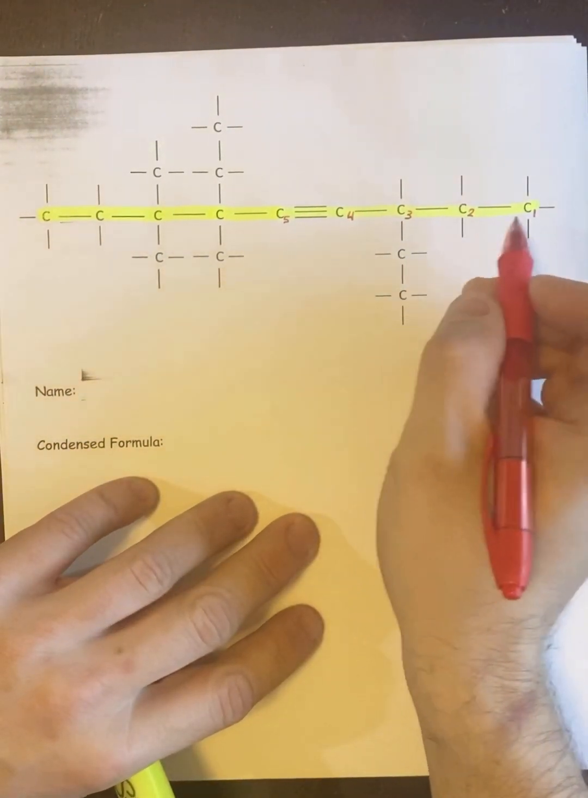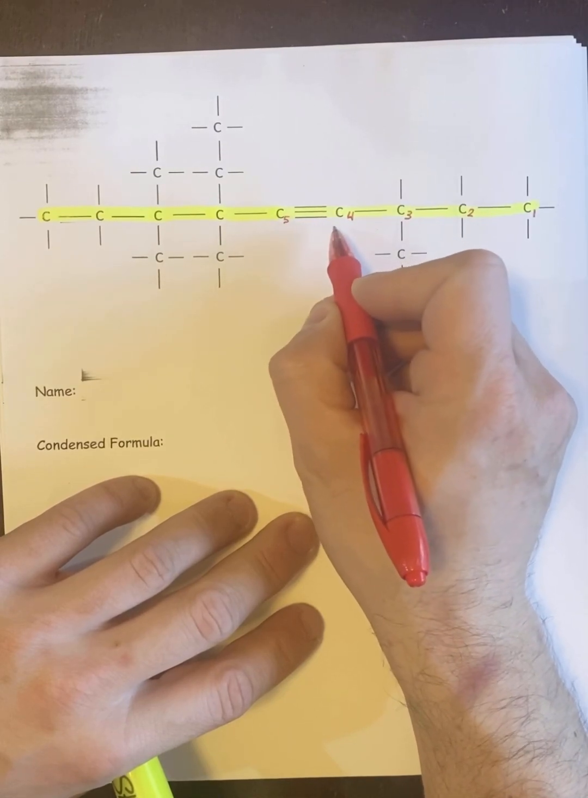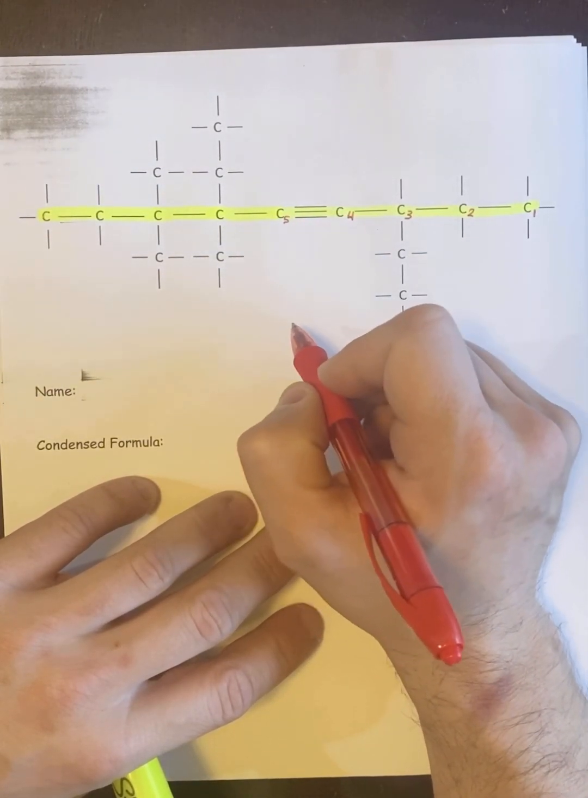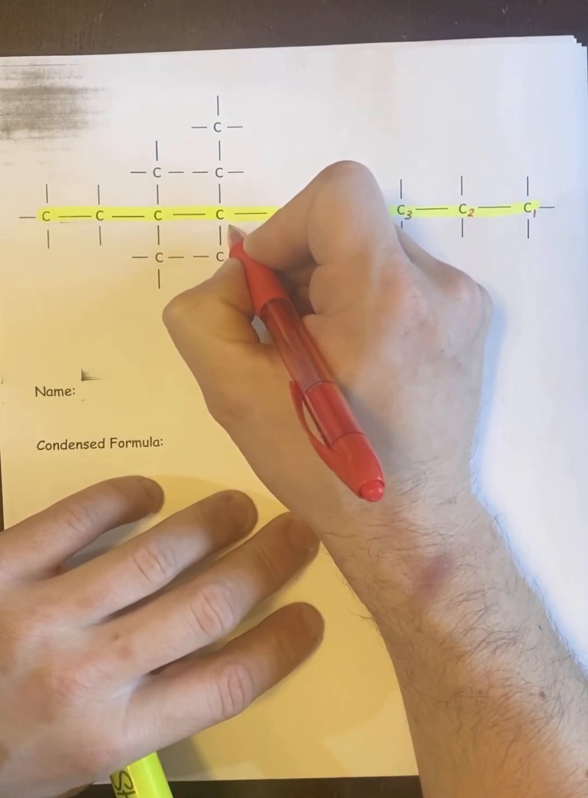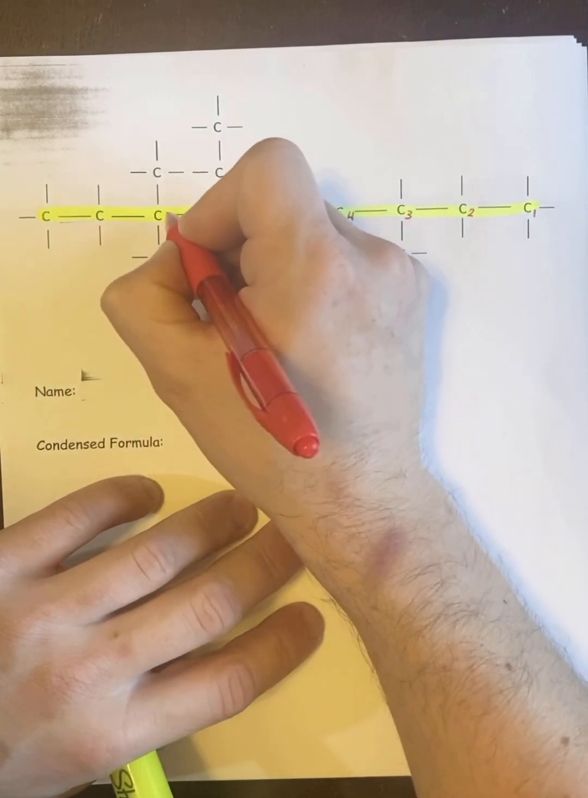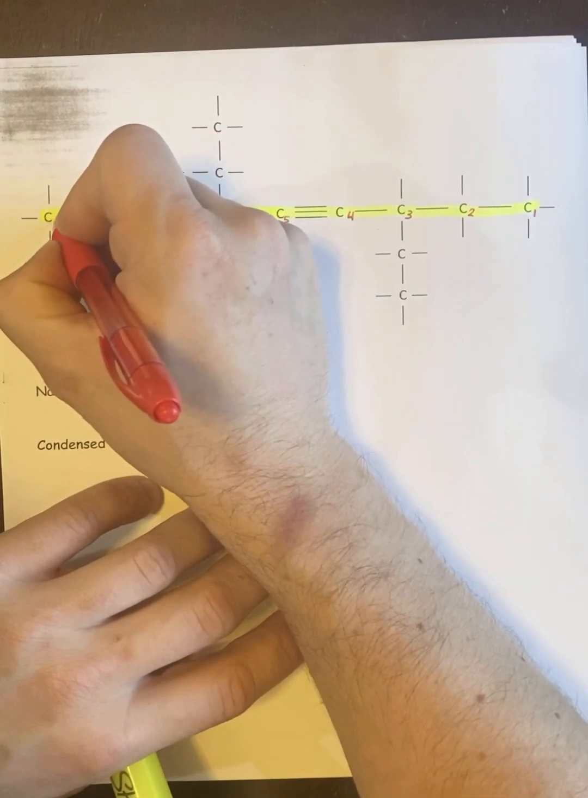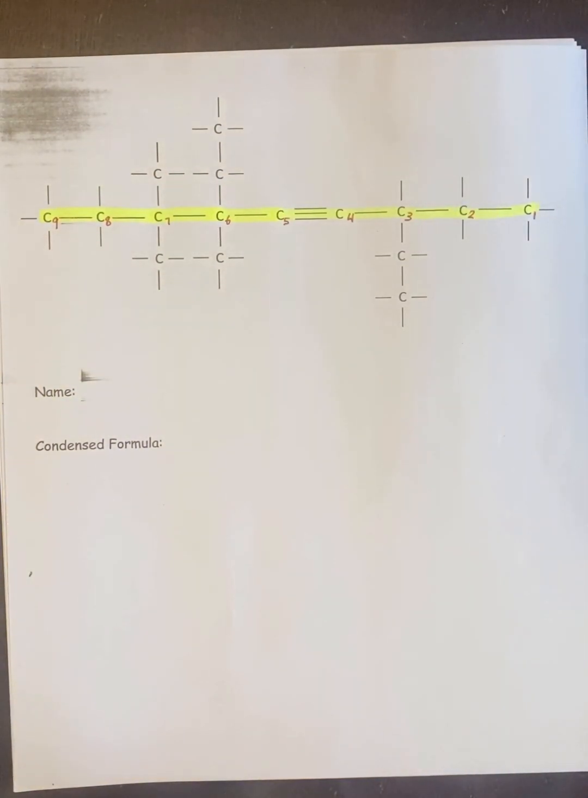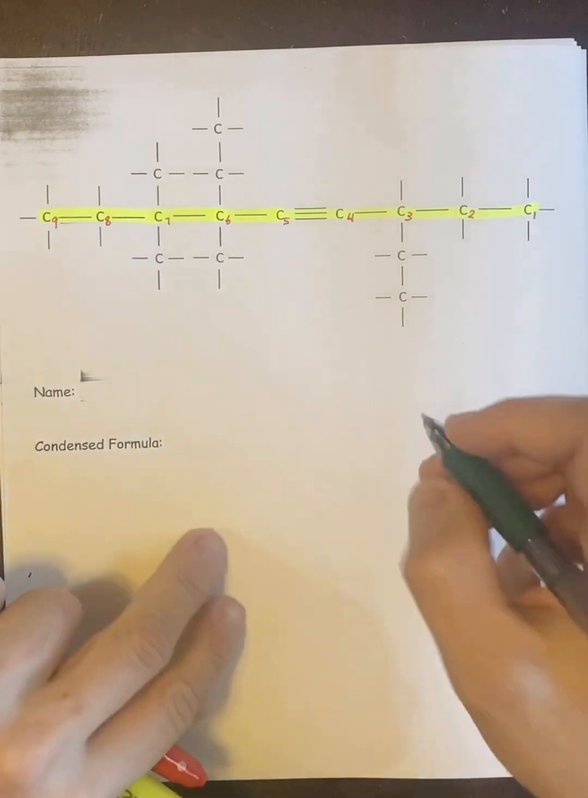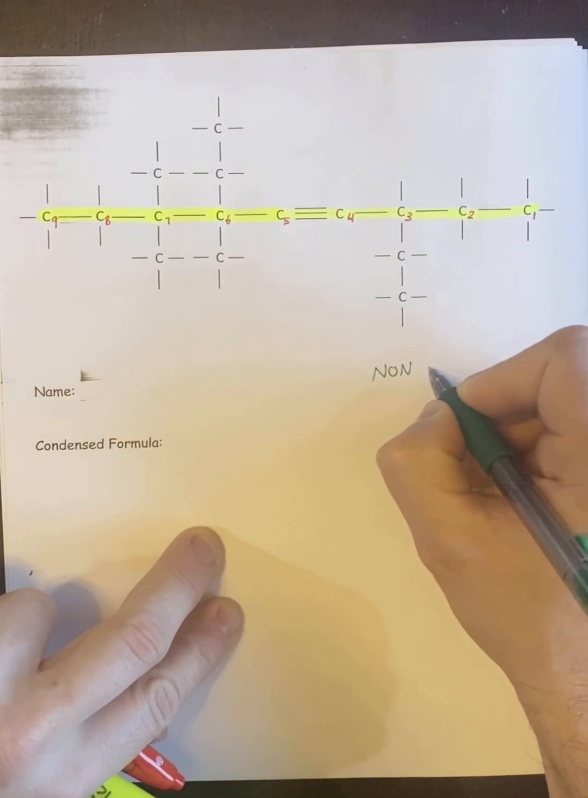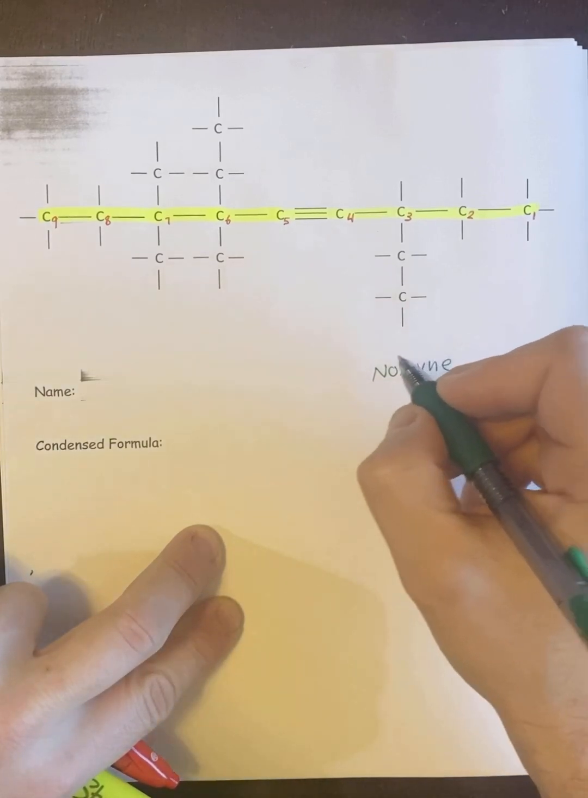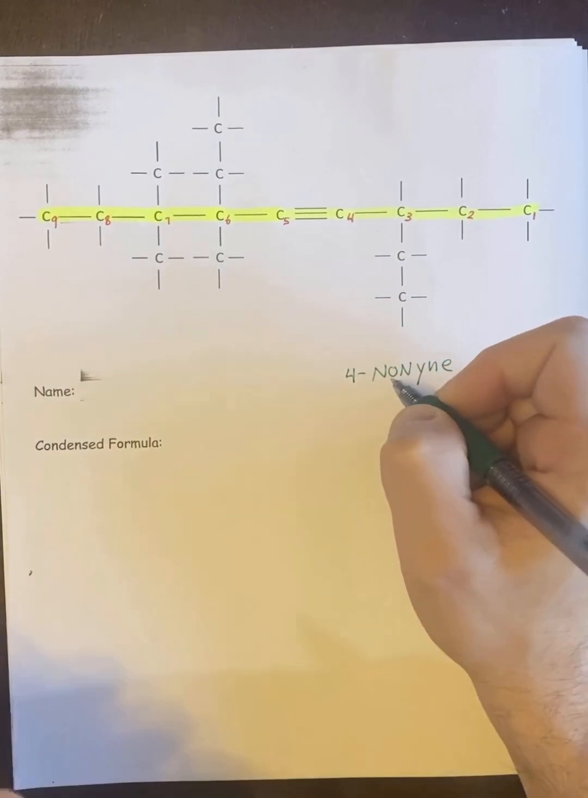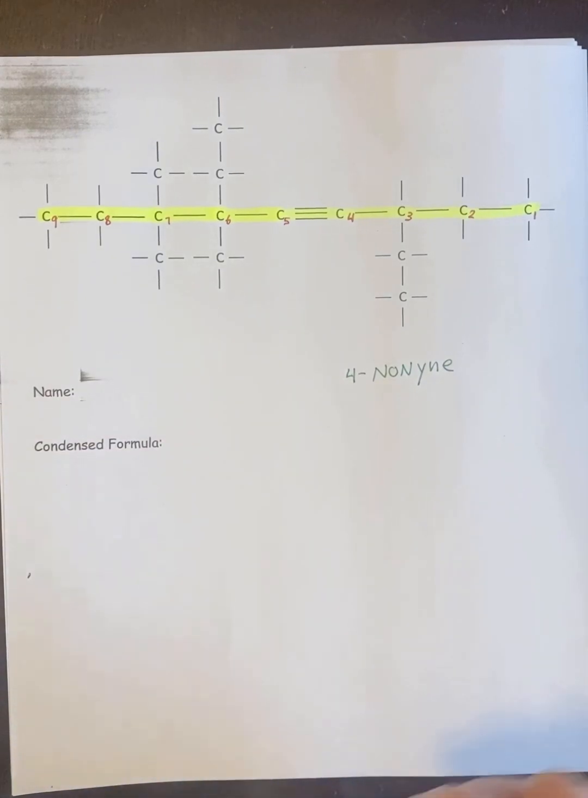So by doing it this way, the triple bond is between carbons 4 and 5. If I did it the other way, it would be between carbons 5 and 6. So there's my 9 carbons. That makes it a non-ine, and specifically 4-non-ine. Now some people ask, why 4, not 5? We always use the lower number. So since it's between carbons 4 and 5, we just call it 4. If it was between carbons 3 and 4, then it would be called 3.